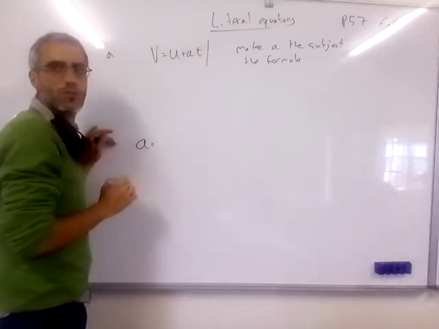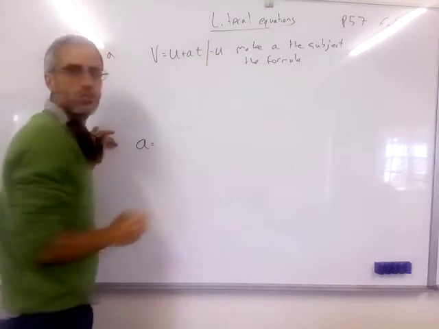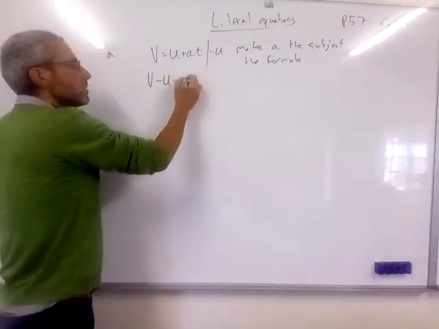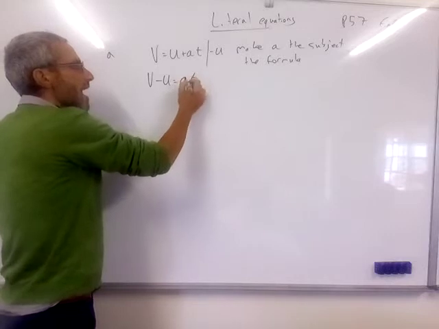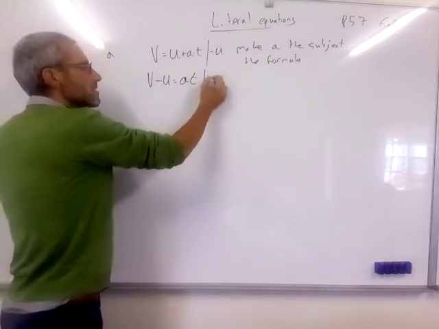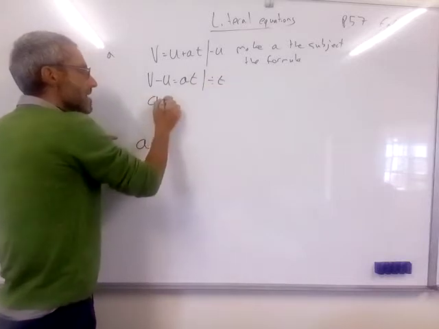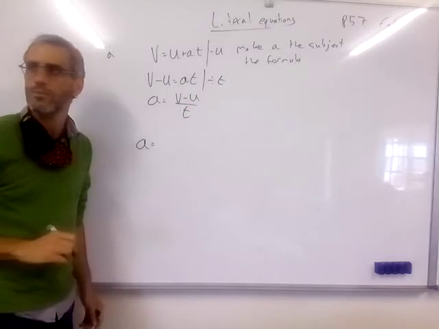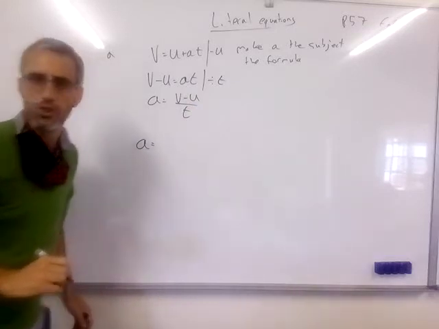So get rid of the U. How do I get rid of the U? Minus U. So I'm going to write V minus U equals AT. Okay, now what is AT? It is A times T. So divide by T. So I'm going to get A equals V minus U over T. What Leo said. Okay, I'll just pause here for a second.